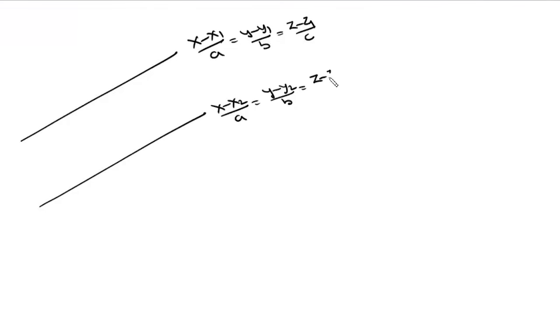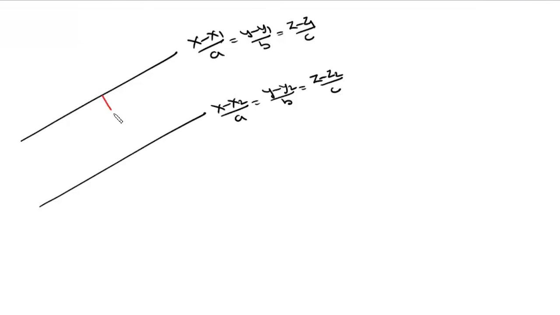Now we have this third case when we have parallel lines. Two parallel lines are always coplanar. So in this case, the lines are coplanar, but still they don't intersect. Let this line be x minus x1 upon A, y minus y1 upon B equals z minus z1 upon C, and this line is x minus x2 upon A, y minus y2 upon B, and z minus z2 upon C.